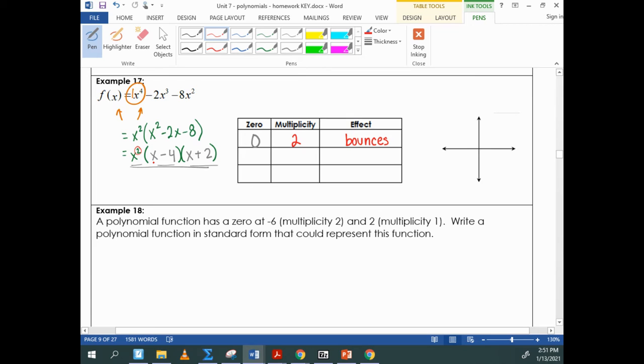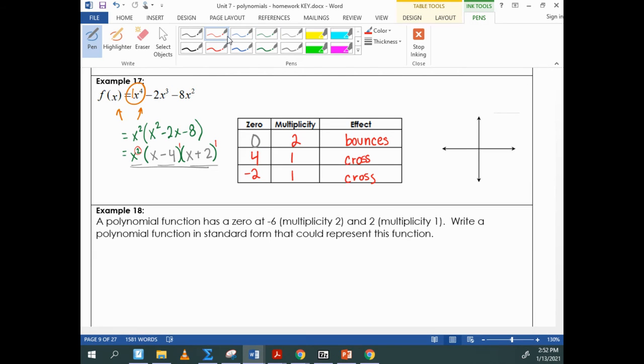All right, for this one, our zero right here is a +4. 4 minus 4 is 0. We have multiplicity of what we call 1 right there, which means that that's an odd number, so it's going to cross. And this also at -2 has multiplicity of 1, so it'll cross our x-axis. All right, so you graph 3 things.